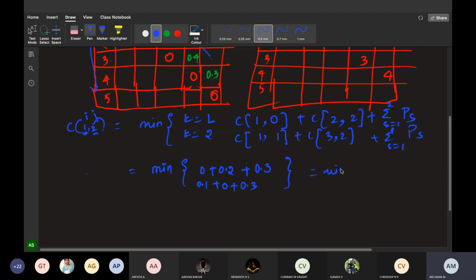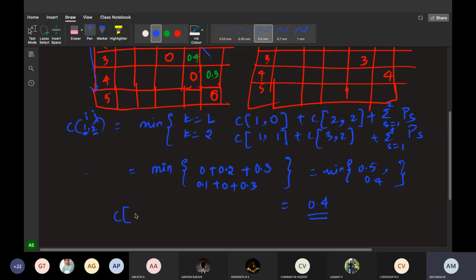So it is equal to the minimum of the sums. You have to add and you have to note down for which k value it is minimum. That is very, very important. Look here. Now, 0 plus 0.5, what is the value you will get? 0.5. And this is 0.4, right? Among these, which one is minimum? 0.4.